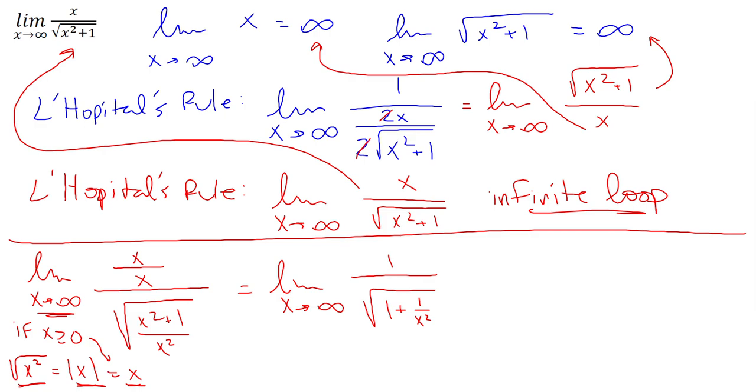And if I evaluate this going towards infinity, then we should get 1 over the square root of 1 plus 1 over x squared. 1 over infinity would be 0. So we end up with an answer of 1. So again, there are a few cases in which L'Hopital's rule will fail. In that case, you need to find a different method to evaluate the limit.